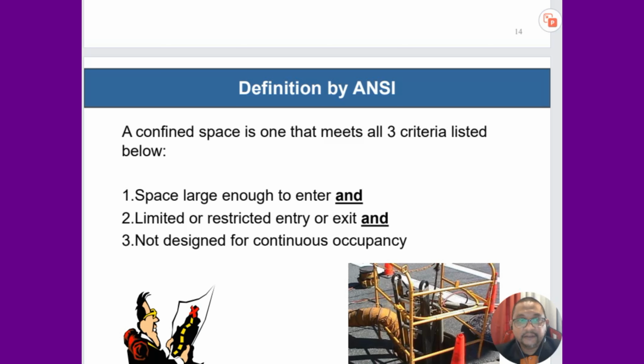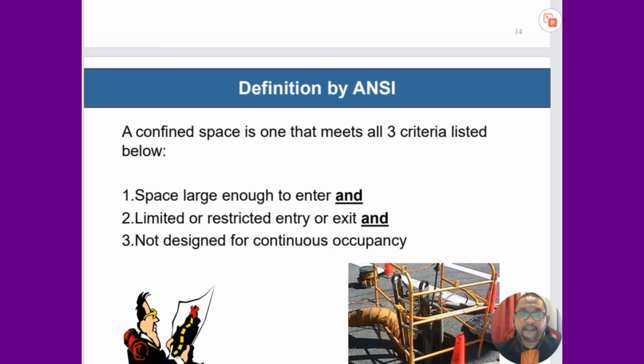Number one, limited means of entry and exit. The space has restricted openings for entry or exit, making it difficult for workers to easily enter, exit, or evacuate in the event of an emergency. Number two, not designed for continuous occupancy. The space is not intended for routine or prolonged human occupancy. It may be suitable for short-term access for maintenance and inspection, but not as a workspace where someone would stay continuously.